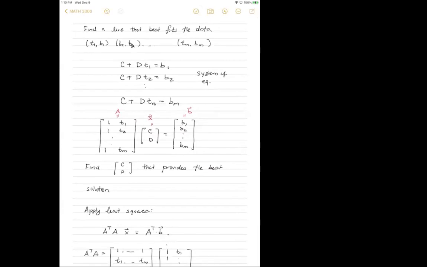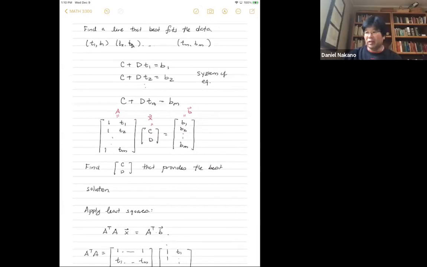But the point is that you have this system of equations and it's probably inconsistent. But if you look at A, it most likely has linearly independent columns. So you're going to probably have a unique solution for the least squares solution.